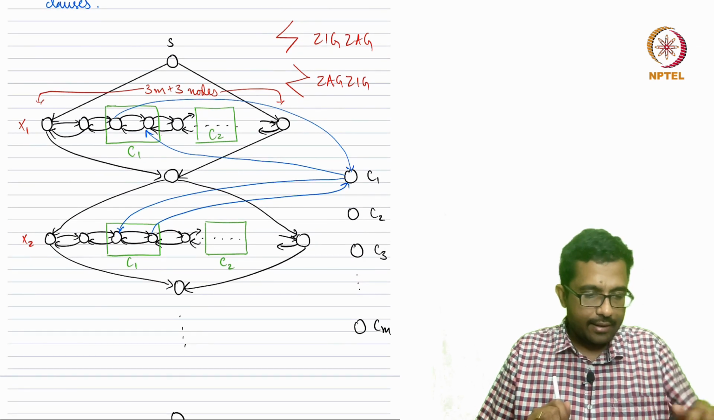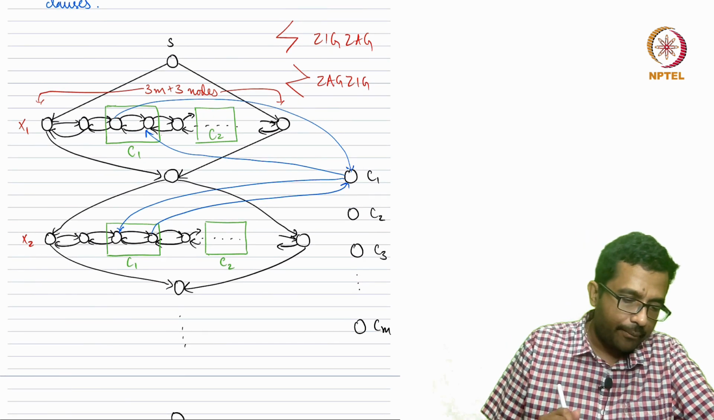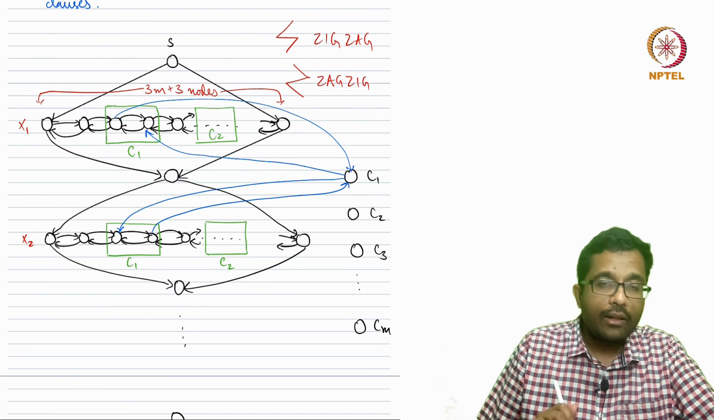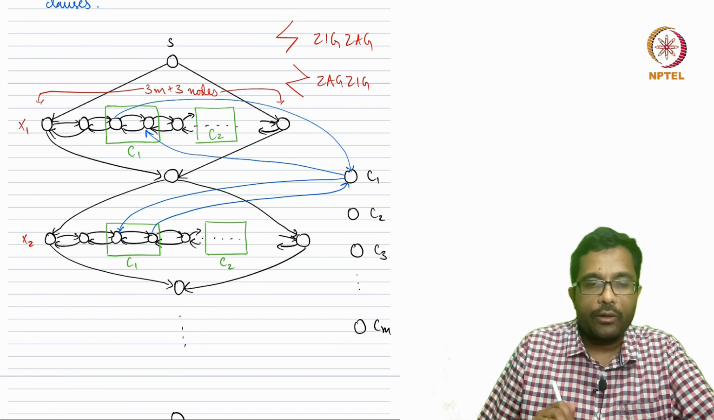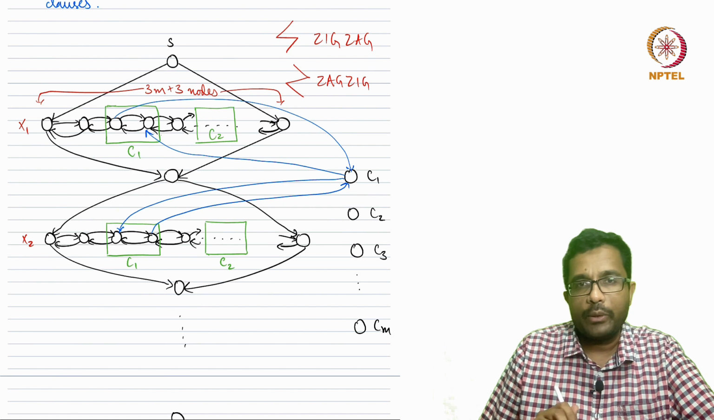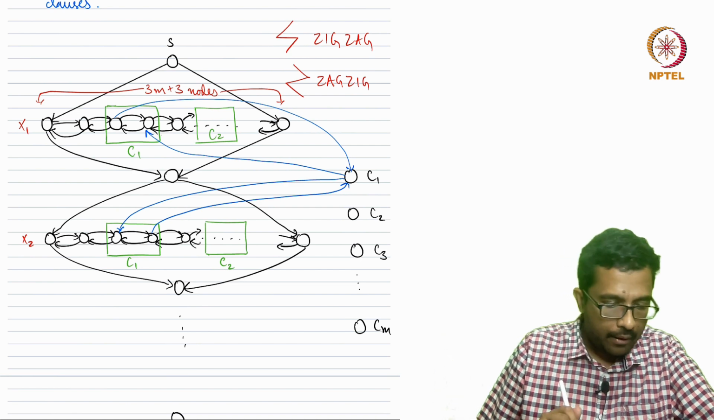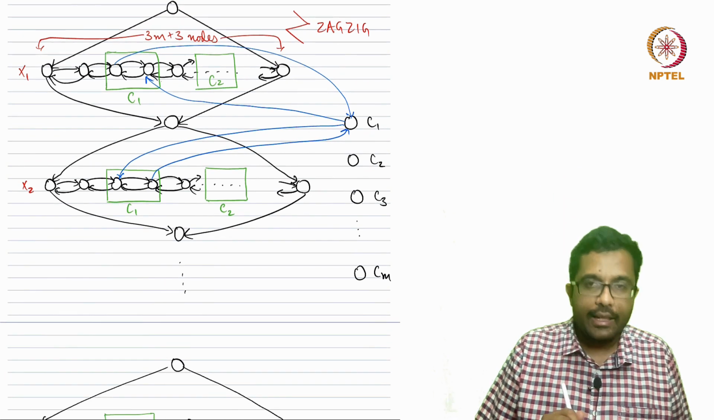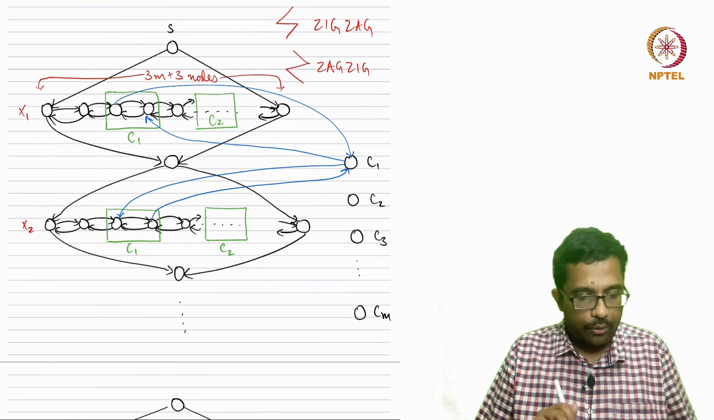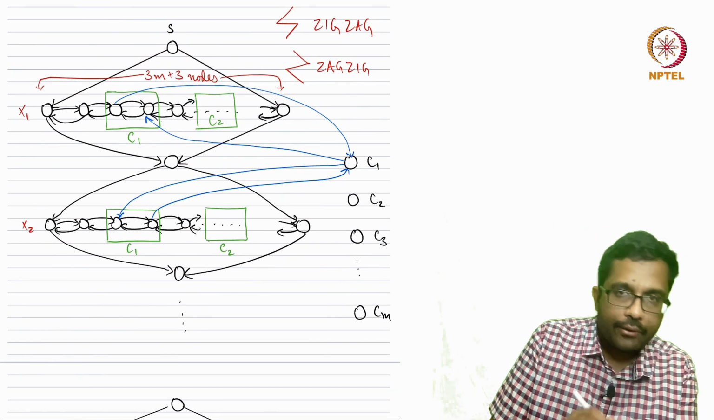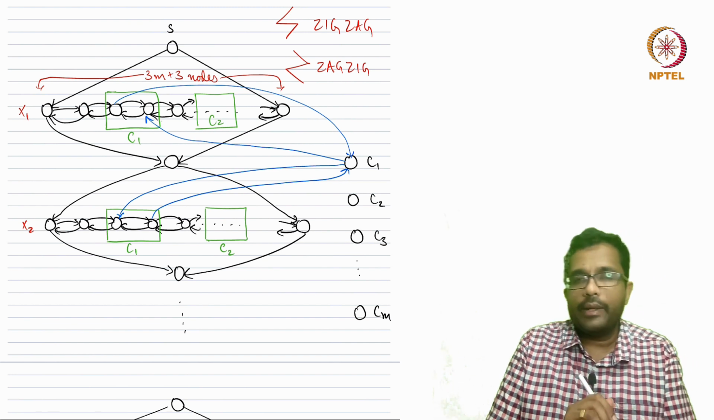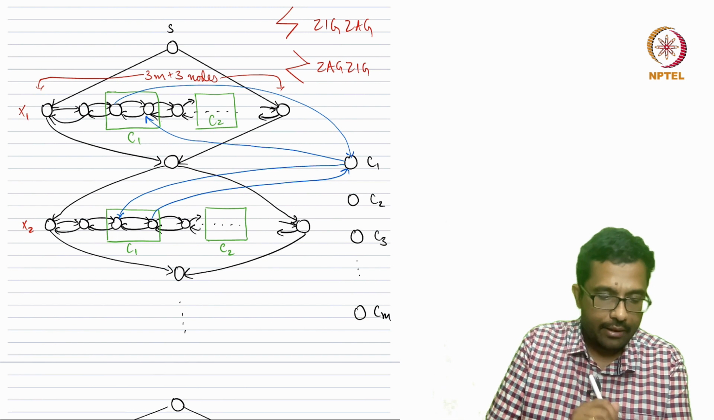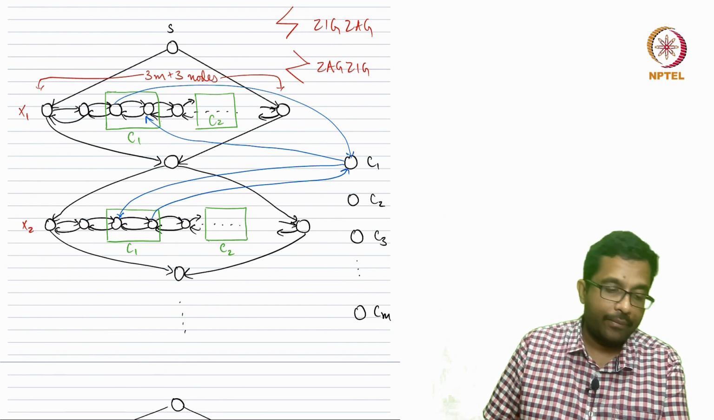So suppose the formula is satisfiable, which means that you can set variables to true or false such that every clause has a true literal, right? So now all that we do is this. We have to show that the graph has a Hamiltonian path. How do we get the Hamiltonian path? We check the satisfying assignment. The assumption is that there is a satisfying assignment.